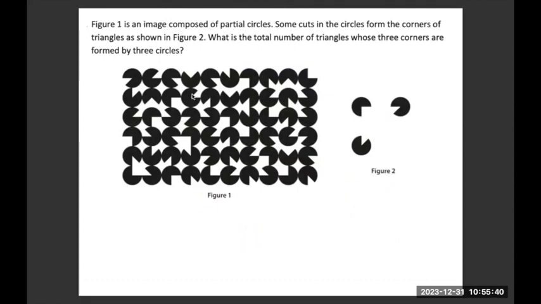Here you're given a figure. Some cuts are made in the circle, and you have to find how many triangles there are whose three corners are formed by the three circles, like it is shown in figure 2. How many such triangles like we see in figure 2 can we find in this figure 1?